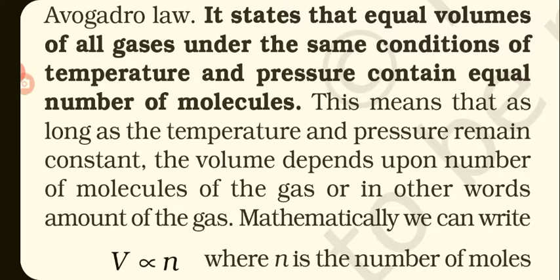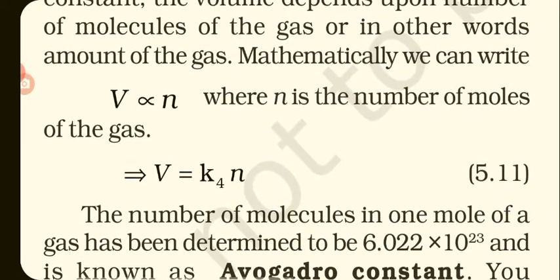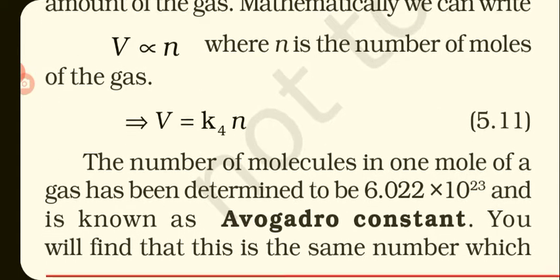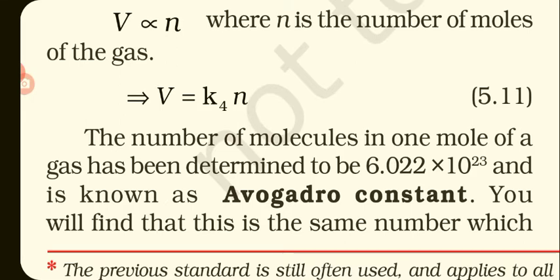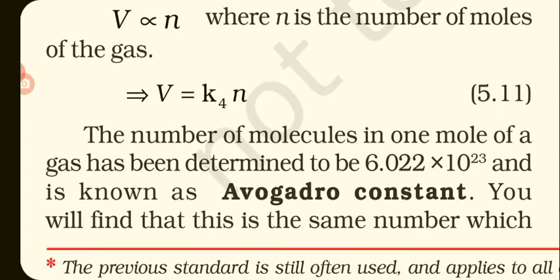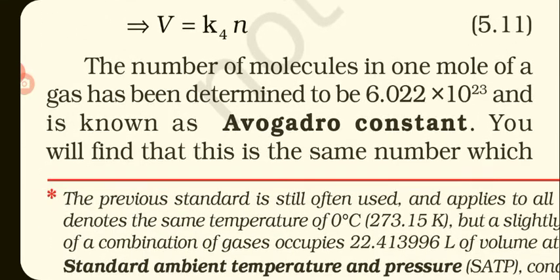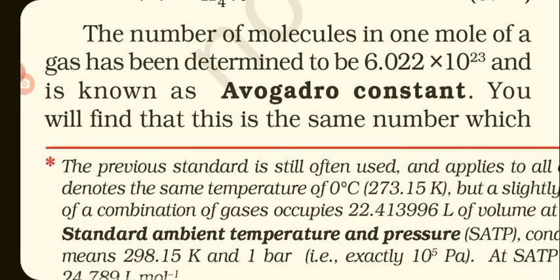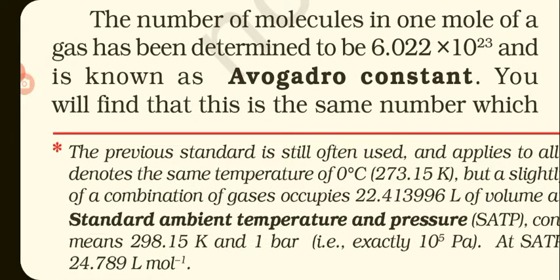This means that as long as the temperature and the pressure remain constant, the volume depends upon the number of molecules of the gases, or in other words, the amount of gas. Mathematically, we can write V is proportional to n, where n is the number of moles of gas, or V is equal to k4 into n. The number of molecules in 1 mole of a gas has been determined to be 6.022 into 10 to the power 23, and it is known as Avogadro constant or Avogadro number.